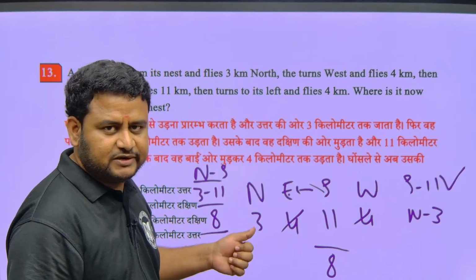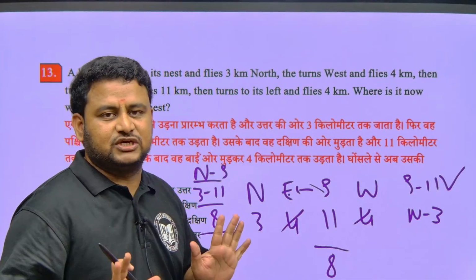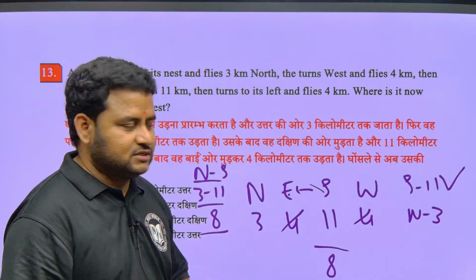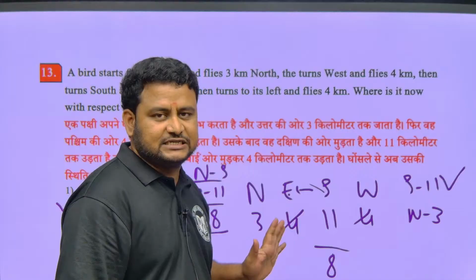So, the distance is how much? 8 km from its original point, and it is in which direction? It is in the south direction. That is the right answer to this question, friends. This is how we have to solve these questions. Okay, very simple. Within 30 seconds you will get the answer.